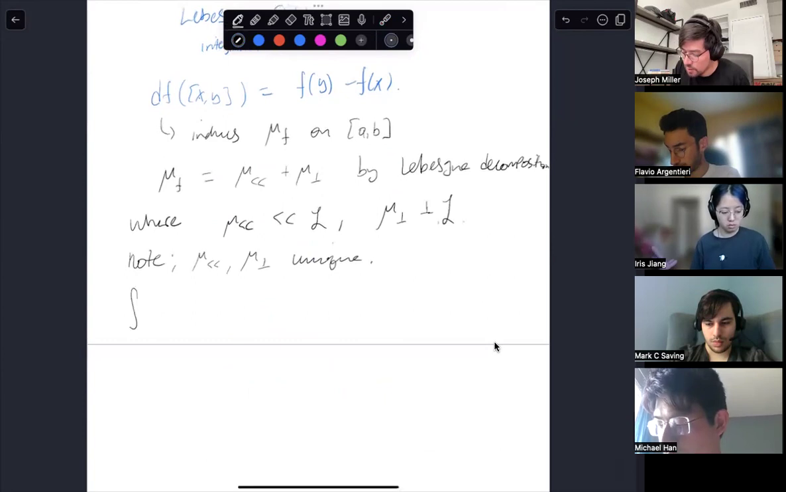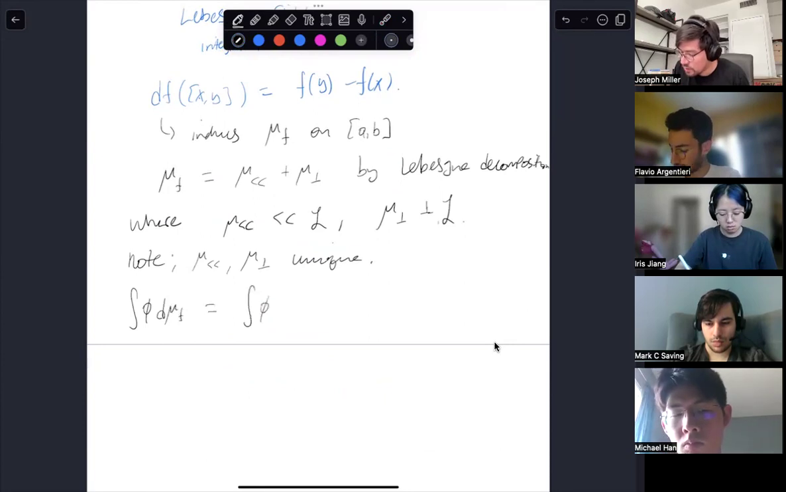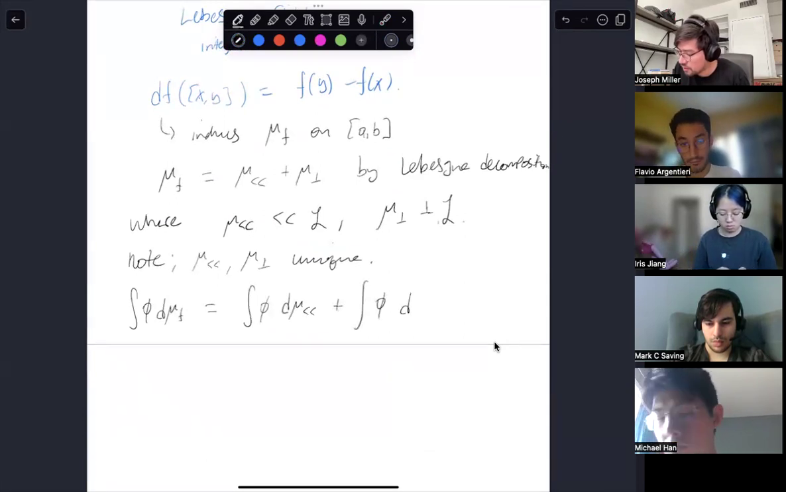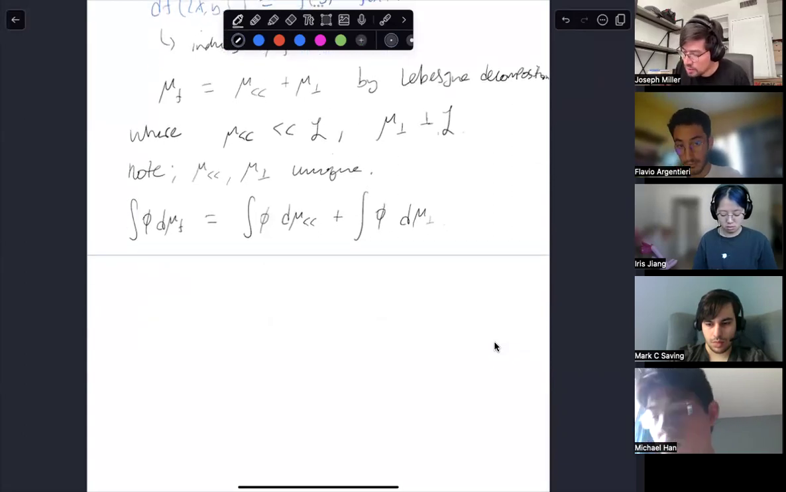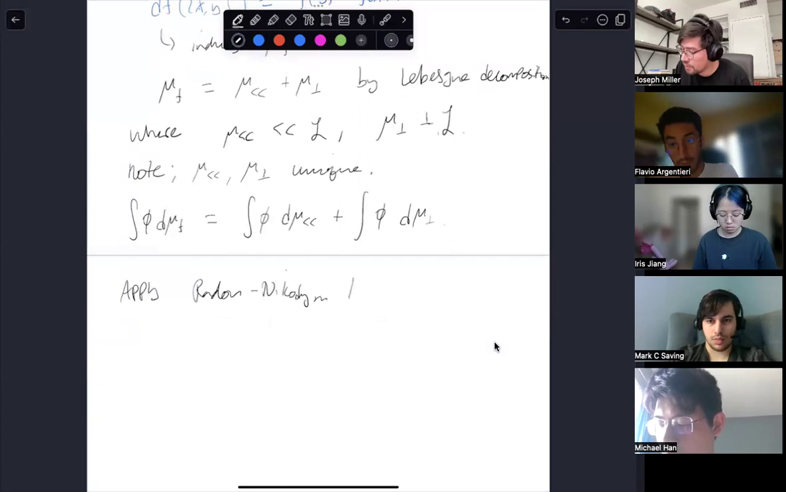So what this means is I can rewrite phi d, and I'm going to write it like this, because that's what's happening. It's going to be the integral of some function, and then it's going to be d, plus phi d perp. Now, what I need to do is apply Radon-Nikodym to this guy.